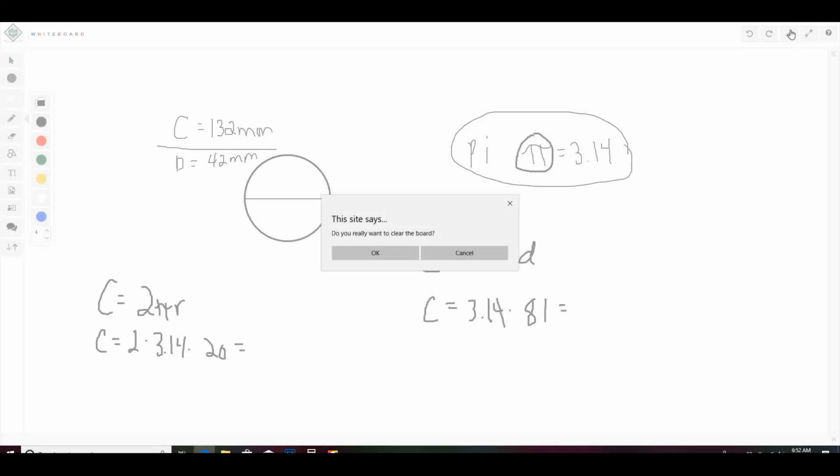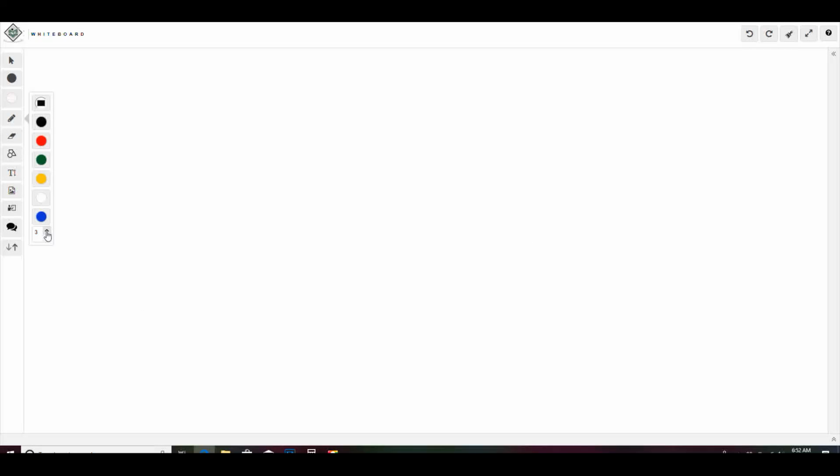So area of a circle is pi, which is 3.14, times r, which is radius, squared. Now we can use this knowledge of how the area of a circle relates to its radius to find the area of any circle. So the area of a circle with a diameter of 6 feet.